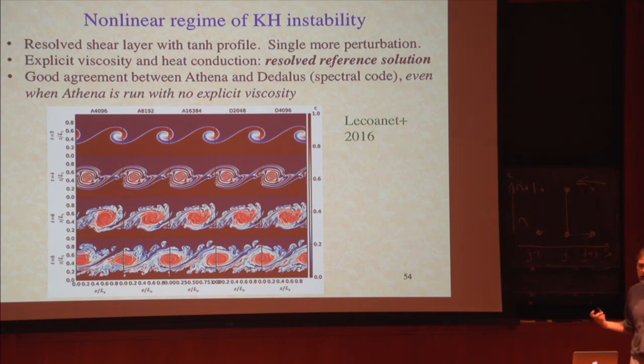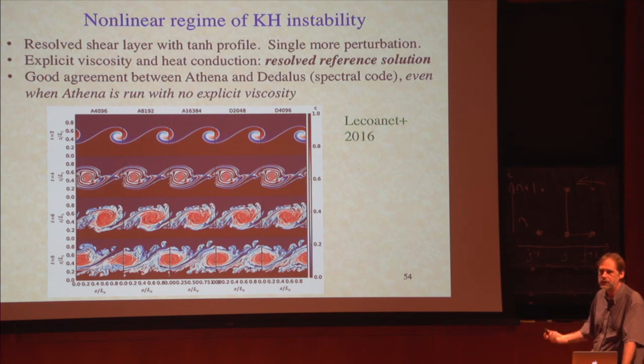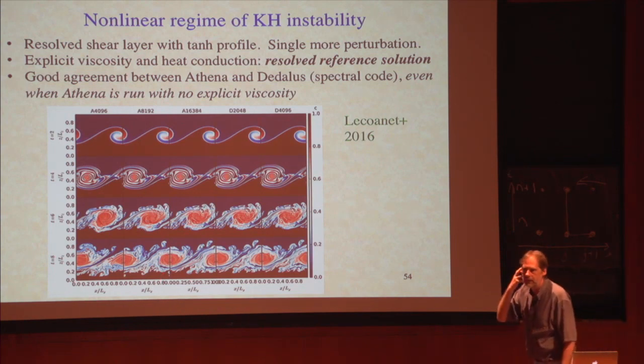And remarkably, they agree almost exactly. Athena needs much higher resolution than Daedalus. Daedalus being a spectral method, it converges exponentially. Athena is only a second order Godunov scheme. But the point is, you can validate the method. Athena gets the right answer for this problem exactly.